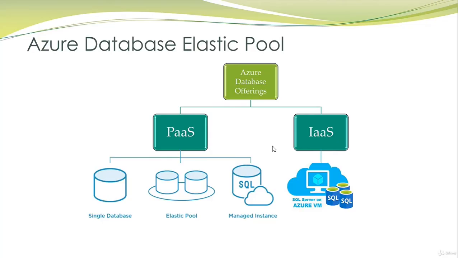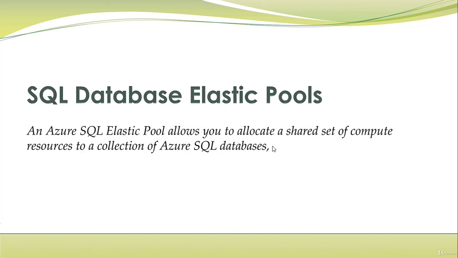In the previous lecture, we discussed the most common way of deployment, that is the single database option. When you select a single database, Azure deploys one database that runs in its own reserved resources. Let's talk about Azure SQL Database Elastic Pools. An Azure SQL Elastic Pool allows you to allocate a shared set of compute resources to a collection of Azure SQL databases, meaning that your databases are running in a shared resource pool.